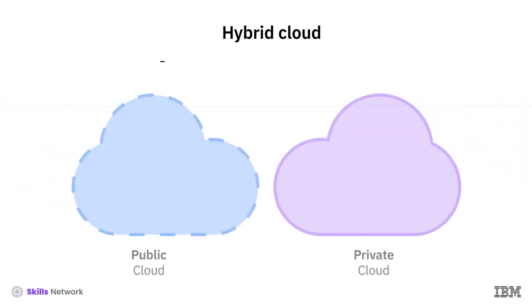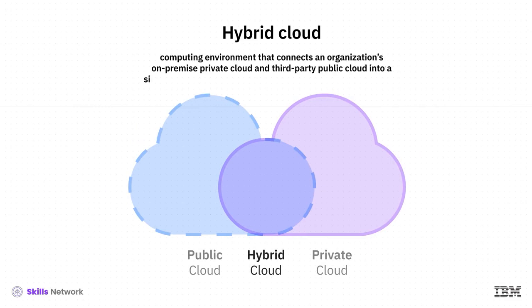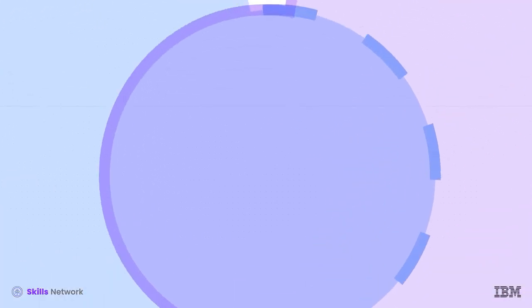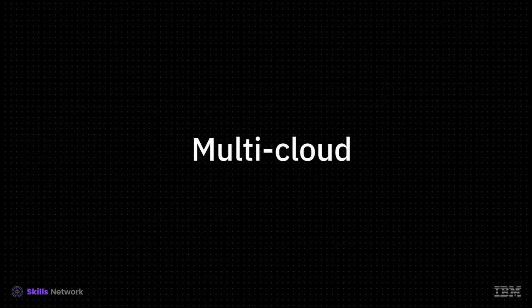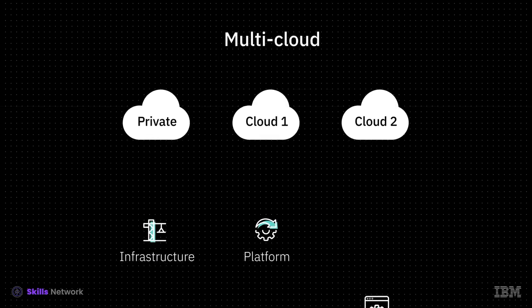Hybrid cloud, as we covered in the previous lesson, is a computing environment that connects an organization's on-premise private cloud and third-party public cloud into a single infrastructure for running the organization's applications. Multi-cloud is a cloud adoption strategy that embraces a mix of cloud models from different service providers, public, private, and managed, across infrastructure, platform, or software services.